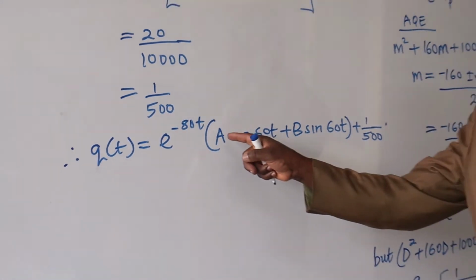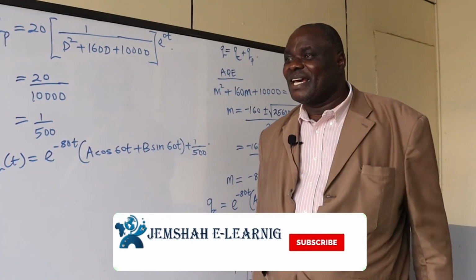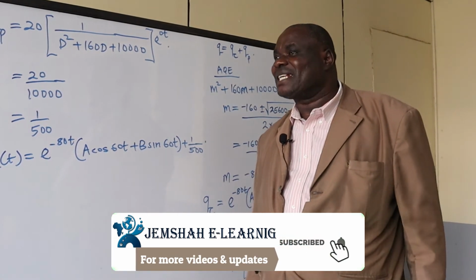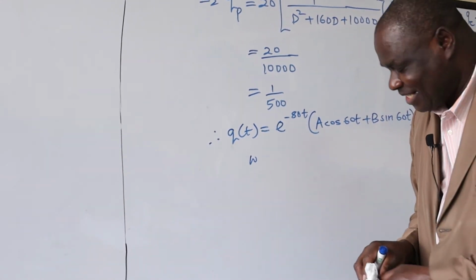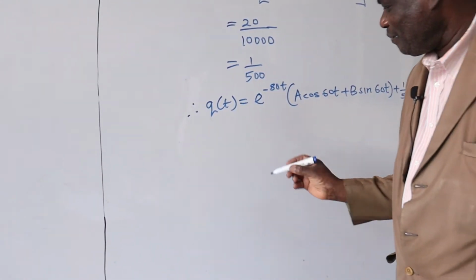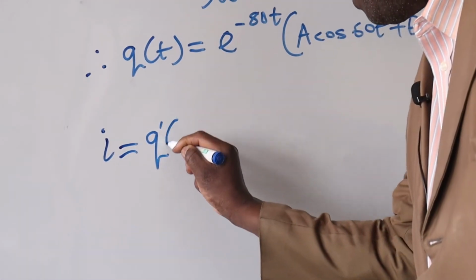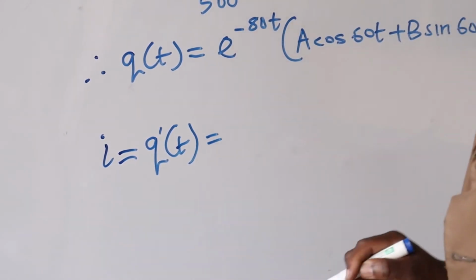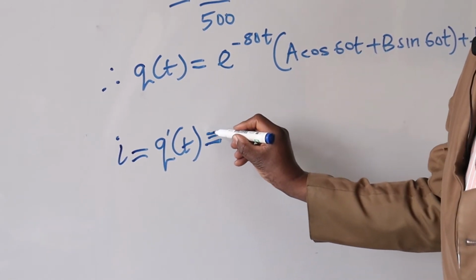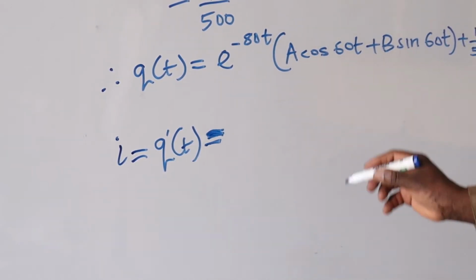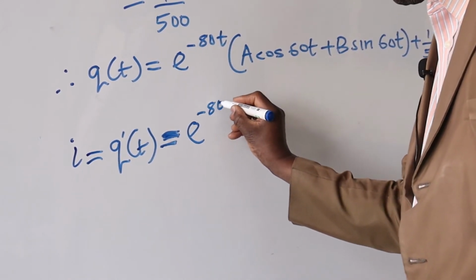But there are some arbitrary constants here, a and b, which we need to determine their values given the conditions that were stated. We need a derivative of q. I, which will be equal to q prime over t. So when we differentiate this one, what do you get? We keep this one constant. E power minus 80t is constant.